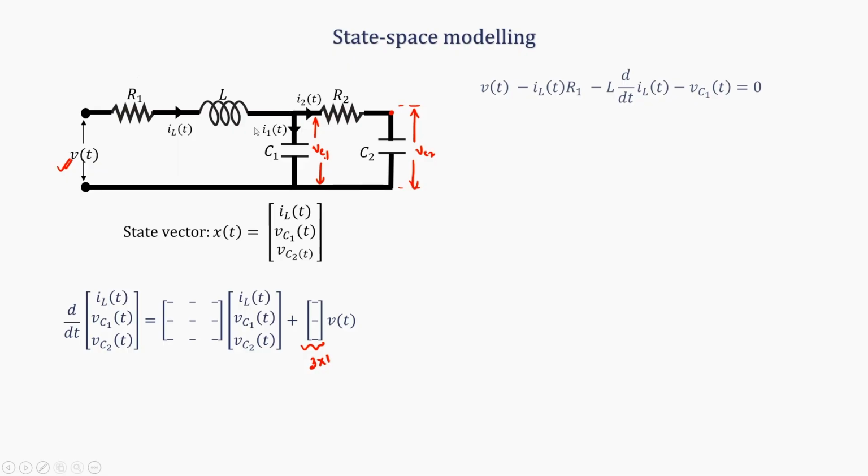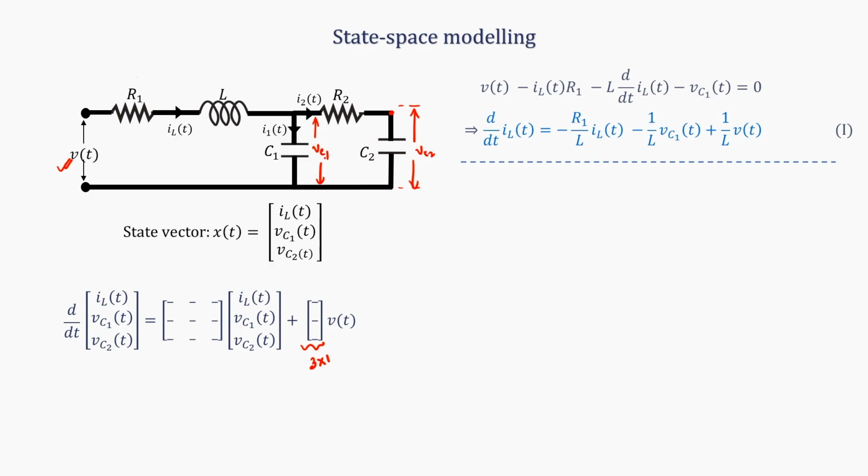Okay. So, now I am trying to write everything in terms of IL, VC1, VC2 and V. I will try to eliminate anything else that comes here. So, you see this equation is already in terms of IL, VC1 and V. So, nothing has to be eliminated from here. I can rewrite this, I will bring to the left hand side d/dt of IL. So, d/dt of IL is equal to minus R1 by L, and so on. So, this is the equation I get. The first equation I have got here, you can see that, okay, this is the first equation.